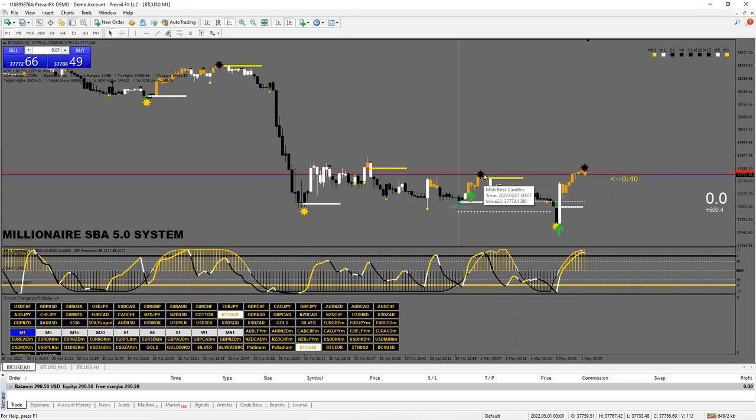Now, it came down here, and here is your support level. What did it do? It broke it. It broke that support level and then boom, it shot up. Here was the resistance level and it just broke it and it's coming back down.